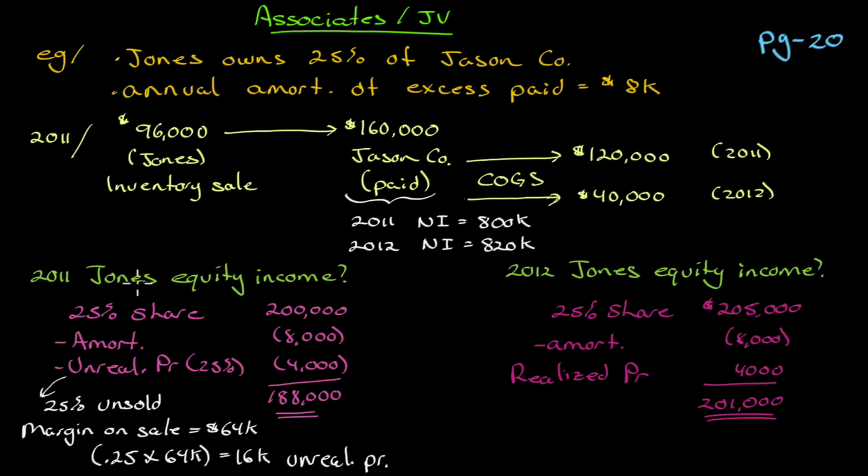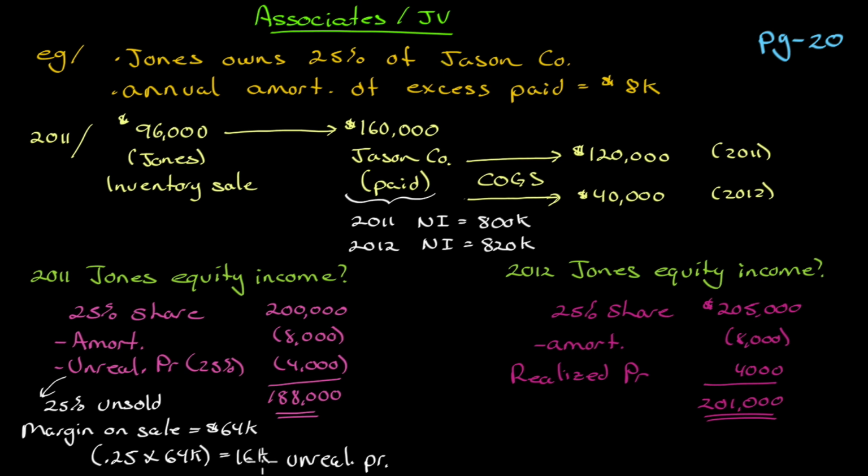So there's an unrealized profit of 25%. Remember now, we're dealing with Jones here. There's 25% that cannot be claimed. Well, what was the margin on the sale? It was $64,000. Of the stuff that you sold, 75% of it got sold, 25% didn't. So 25% of the 64 is $16,000 of unrealized profit. But you only own 25% of Jason Company, so you only have to take 25% of this amount.